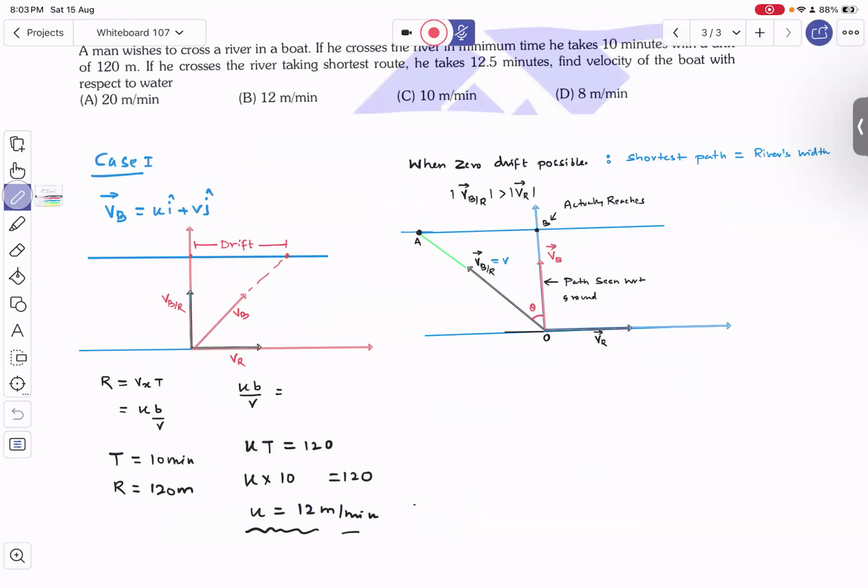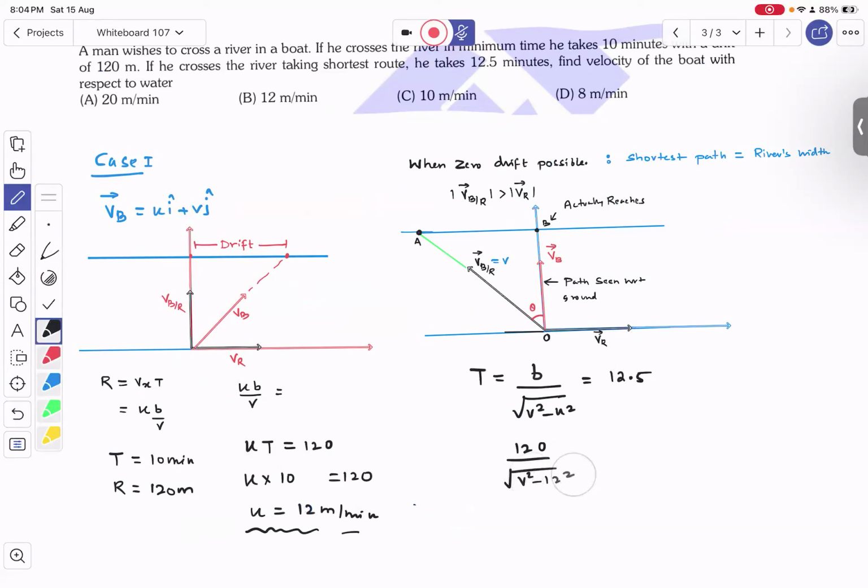So in the zero drift case, time to cross the river is b by root over v square minus u square, and that is given to us as 12.5 minutes. How much is b? 120. And we have already found u. So we get 120 by root over v square minus 12 square equal to 12.5. Solve this, you will find the value of v. I hope it is clear. Clear now?